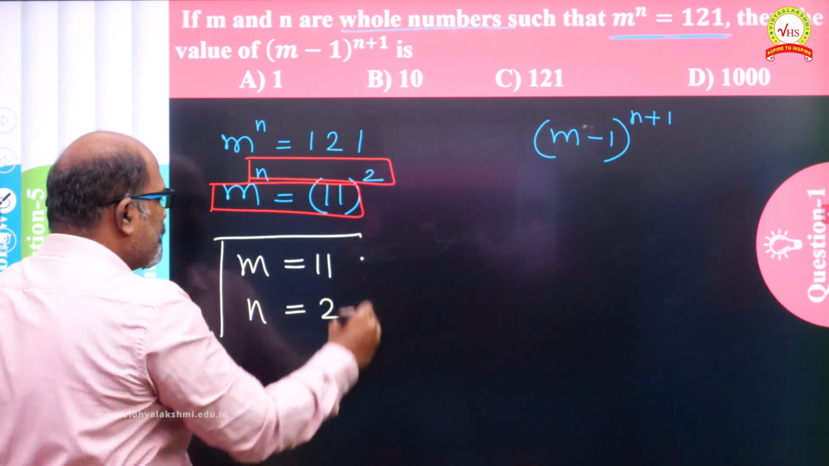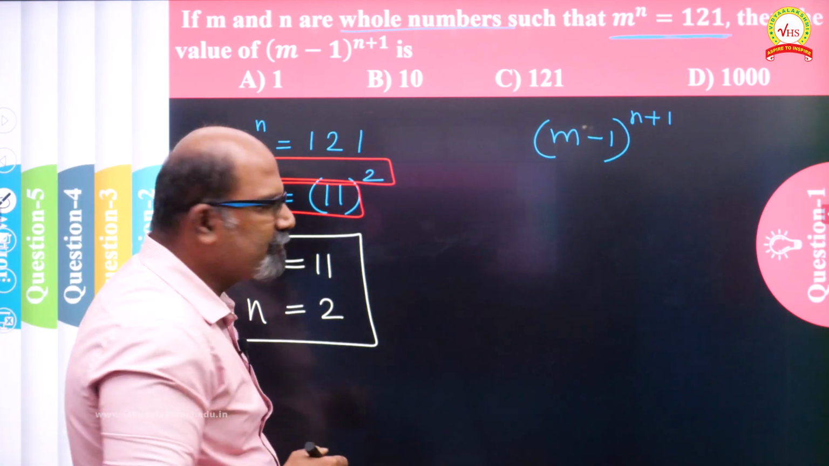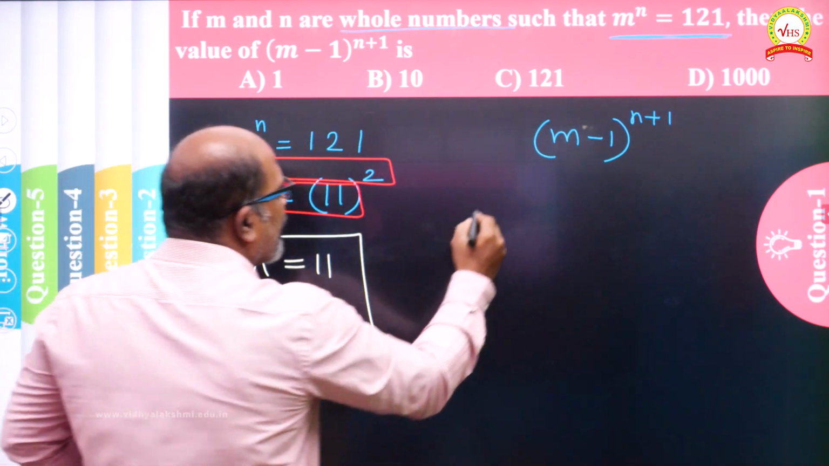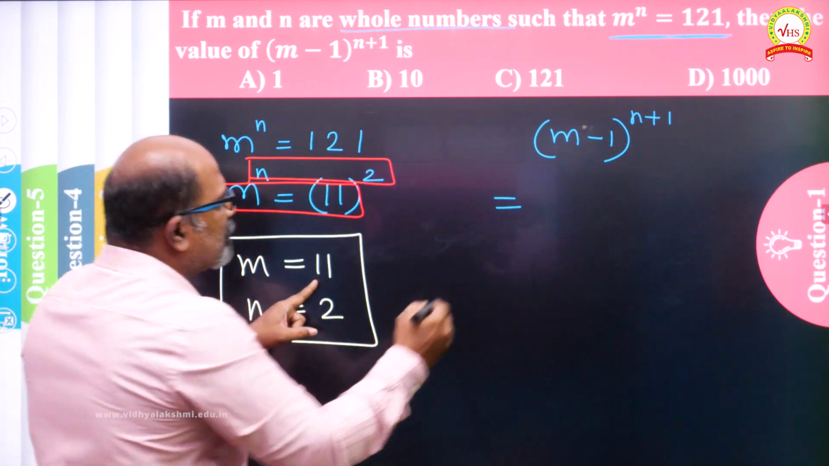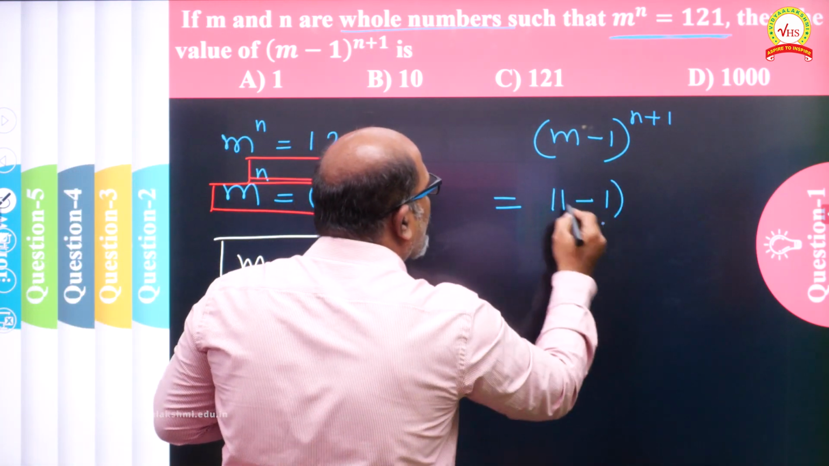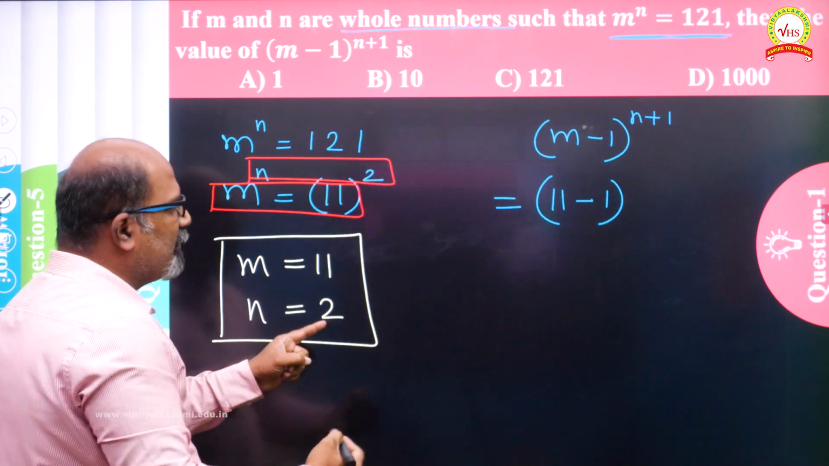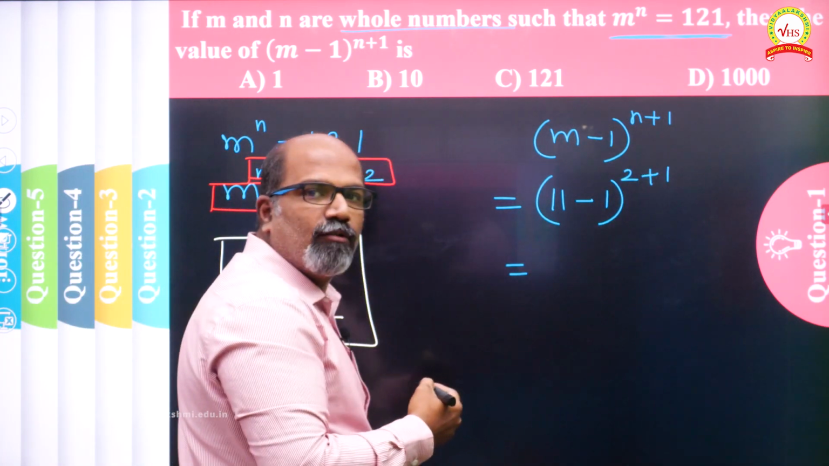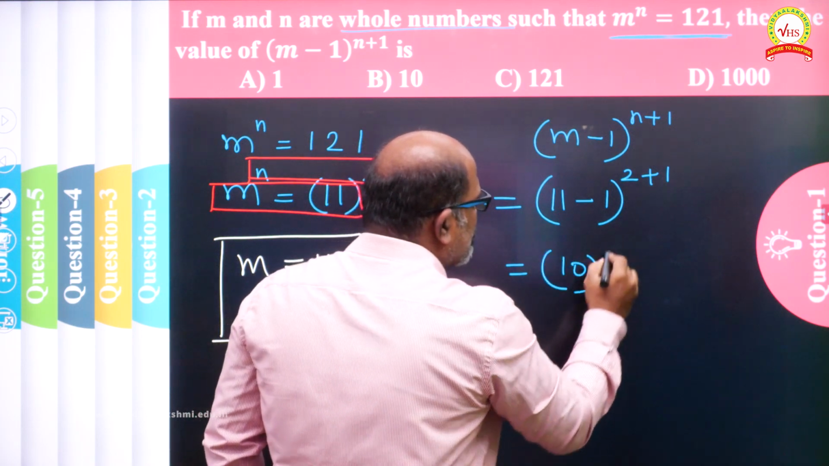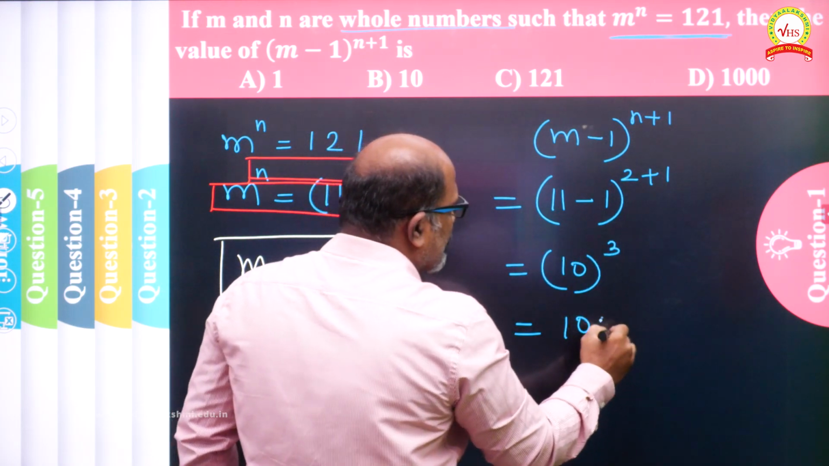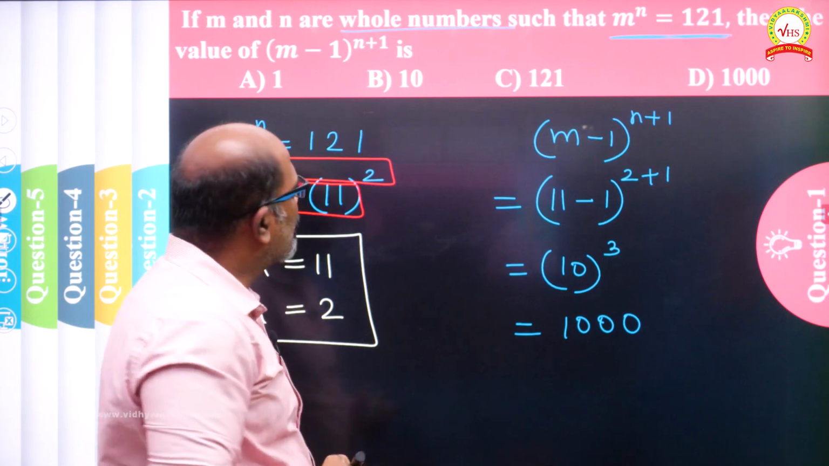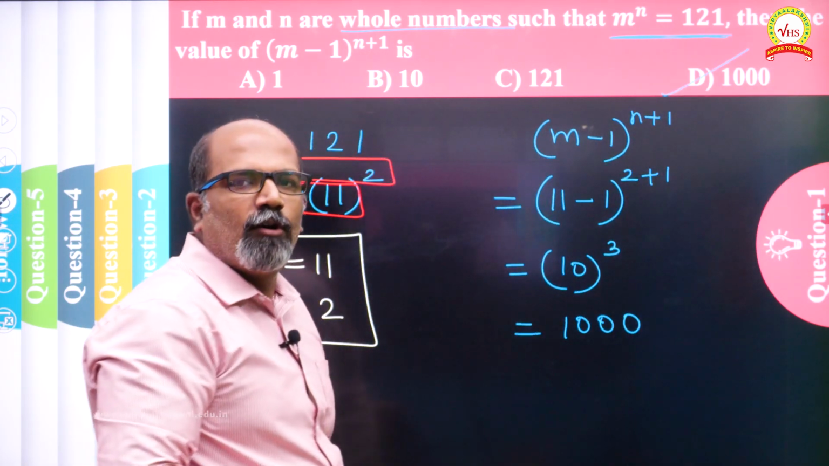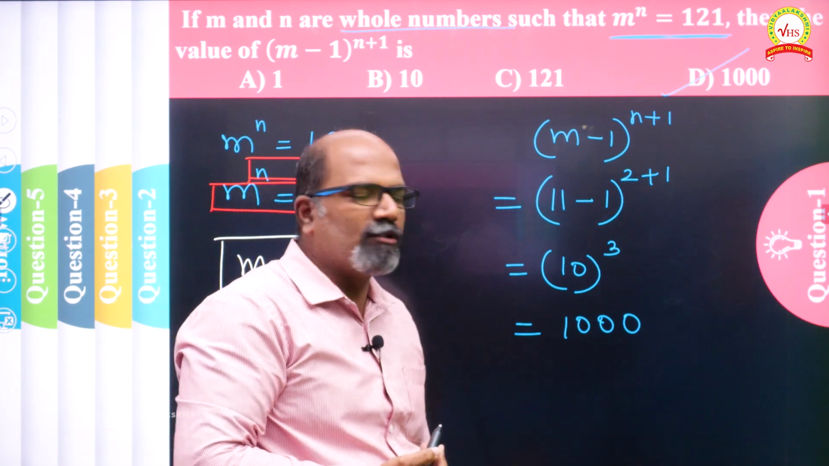Okay, these values we are going to use in this expression. When you use that, the value of m is replaced by 11, so (11 minus 1) the whole power, and n is replaced by 2, so 2 plus 1, which is equal to 10 power 3. You know that 10 power 3 is nothing but 1000. Yes, 1000 is the answer for this question, and it is actually option D. Option D is the correct answer.